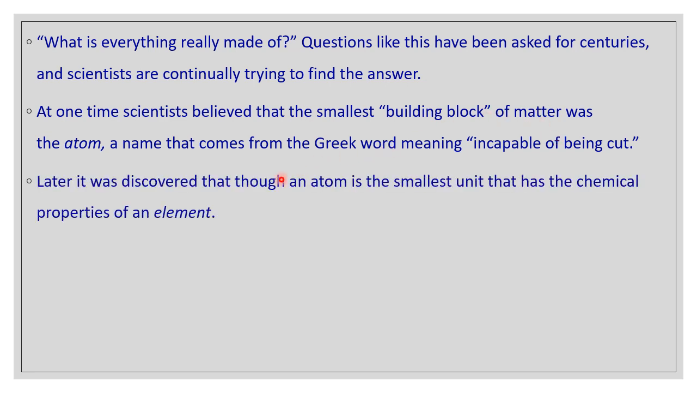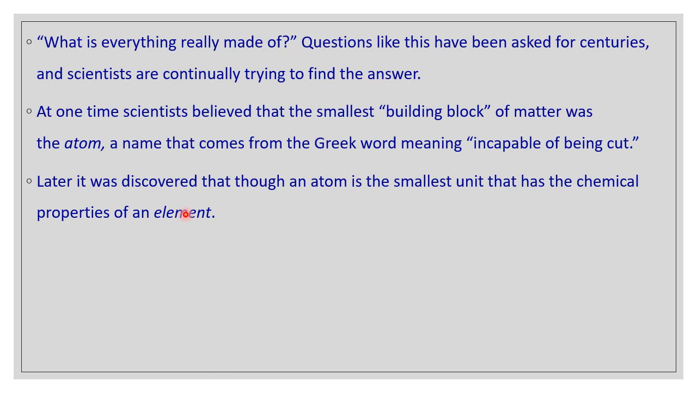Later, it was discovered that though an atom is the smallest unit that has the chemical properties of an element, now we are learning one more new word: element. An element is a substance, a matter, which is made up of what? Atoms. And what kind of atoms? All those atoms are the same. For example, in pure gold, we find millions of gold atoms, and all those gold atoms are similar, identical, exactly the same.